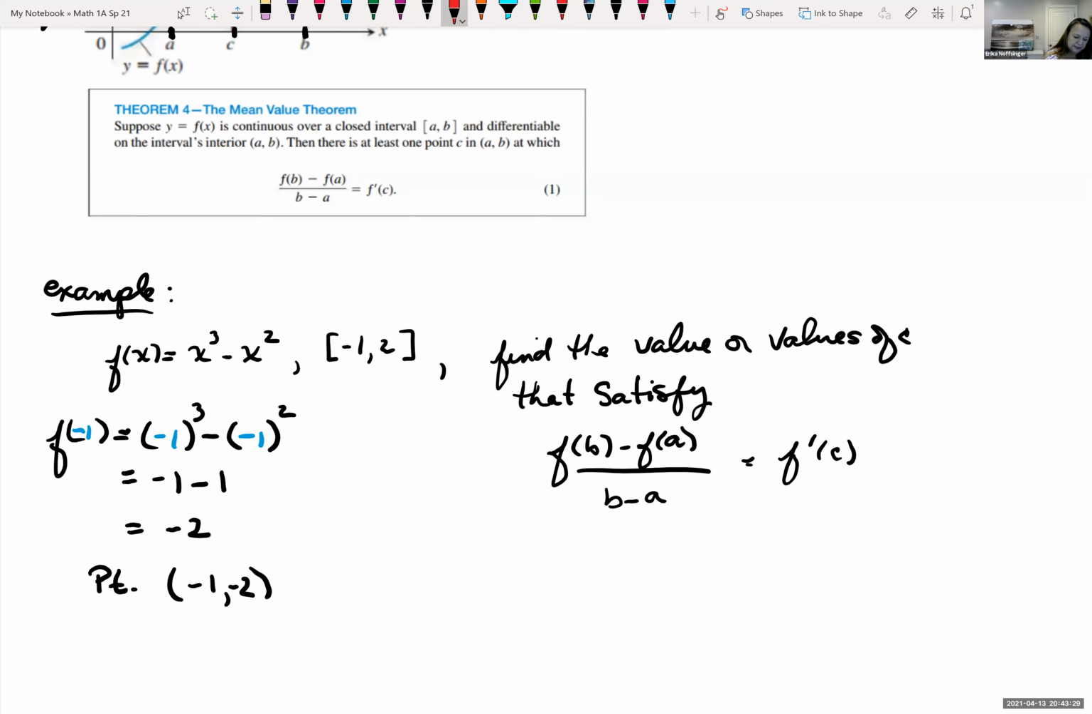So I also need to see what's happening when x is 2. So I need to find that point. So I'm looking at f of 2.